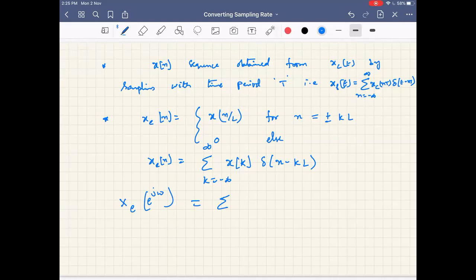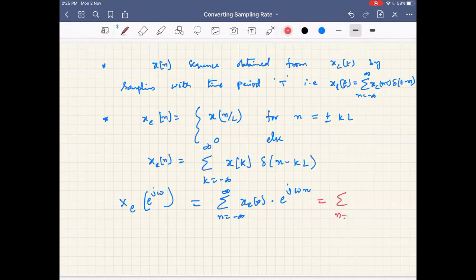Unlike in the previous downsampling case, here we can directly use x e of n and substitute it in the expression to get X e of e power j omega in terms of X of e power j omega. What is the expression? Summation of x e of n e power minus j omega n. Let us now substitute n varying from minus infinity to infinity.